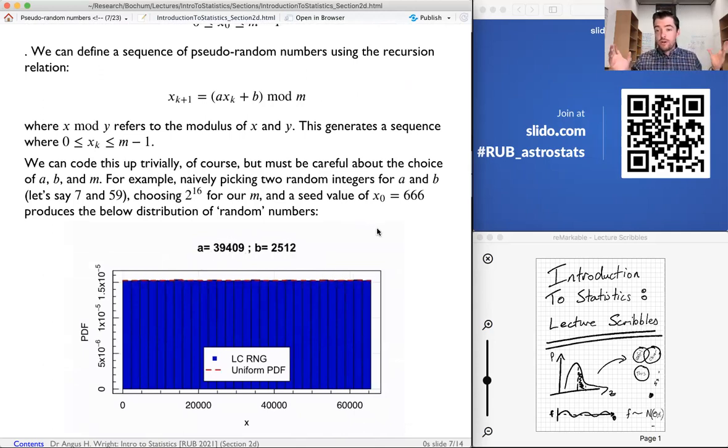So I've just got a different random number generator. I know this is technically cheating, but I asked it to give me pseudo-random numbers of A and B over this range. And I've then plotted the results of our random number generator on 0 to 2 to the power of 16 minus 1.